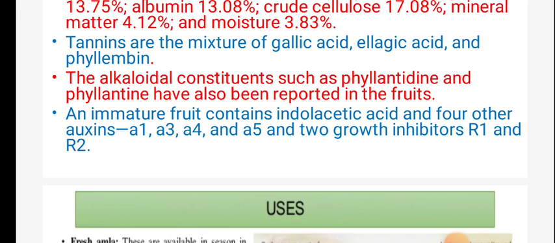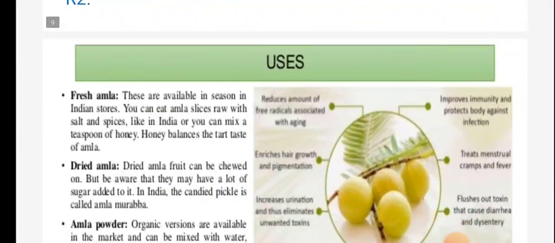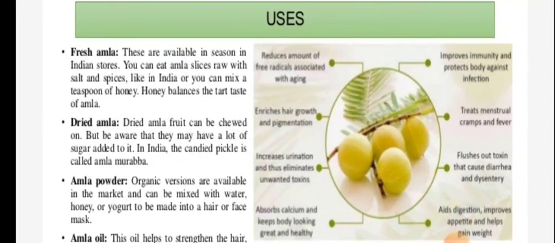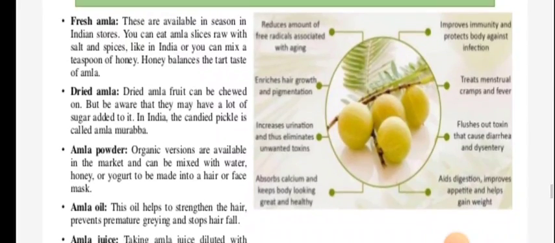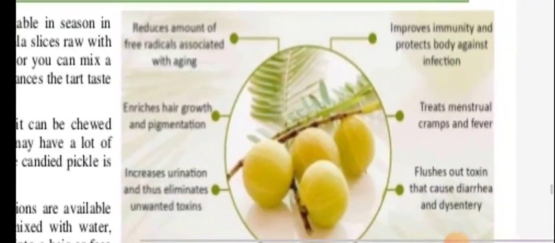Then in uses, fresh amla, as per season, is generally eaten with honey. It shows a good taste. Dried amla is chewed or prepared in pickles like muramba, amla muramba. Then amla powder is also nowadays prepared. Here you are observing a good photograph of these amla fruits.